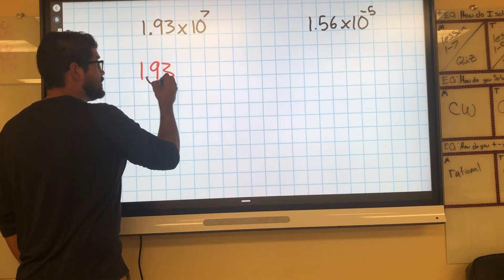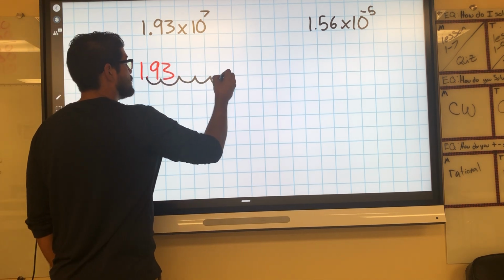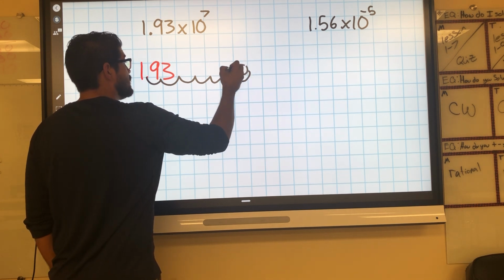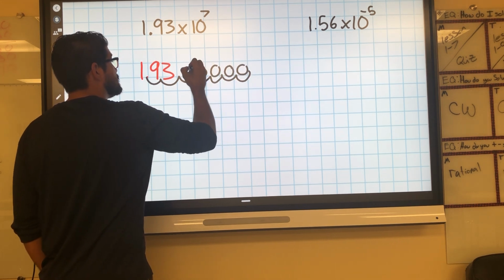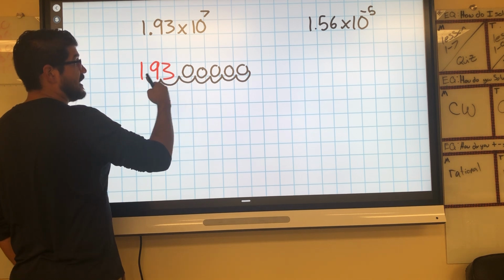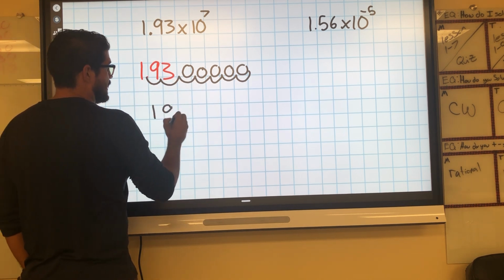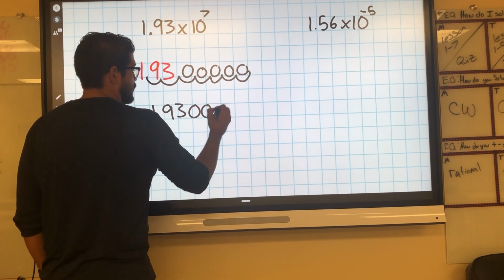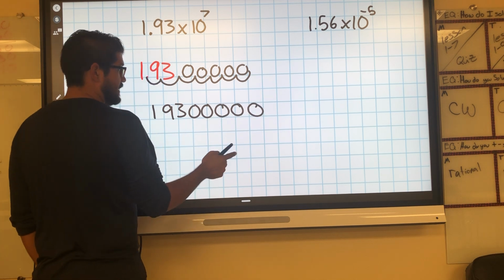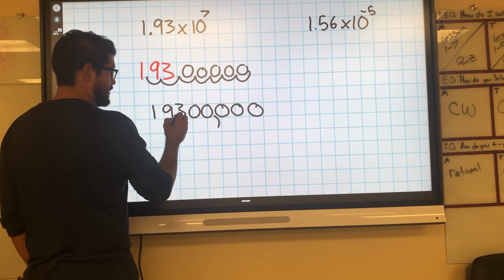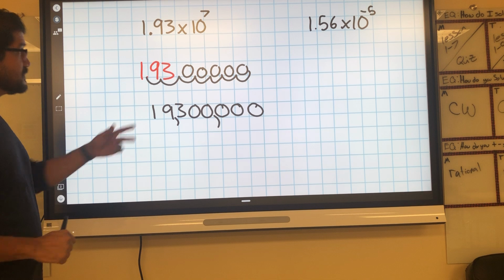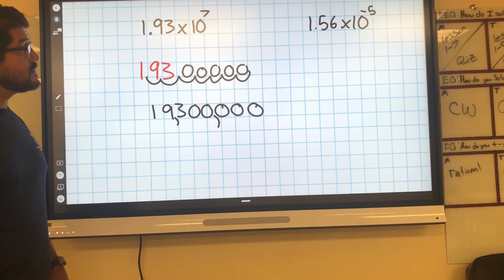So 1, 2, 3, 4, 5, 6, 7. All these empty spots get filled in with zeros. So now I know the number has 5 zeros. So 1, 9, 3, 1, 2, 3, 4, 5. And there's a comma here and a comma here. And there's my number that I created.